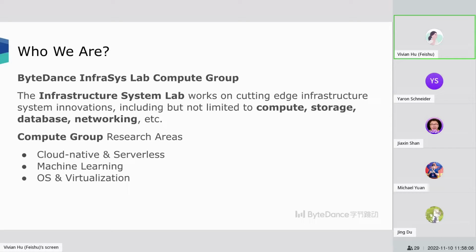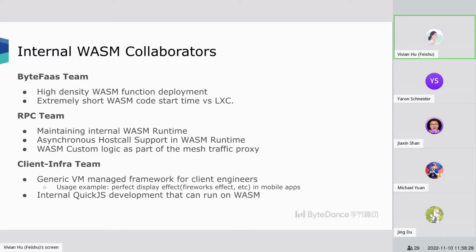I just said we formed the Bytedance Infrastructure Lab, a compute group. In the infrastructure system lab, we are focusing on research in compute, storage, database, and networking areas. In our compute group, our research areas mainly focus on cloud native service, machine learning, and OS and virtualization.